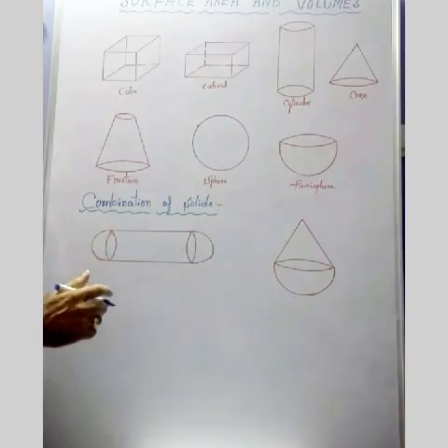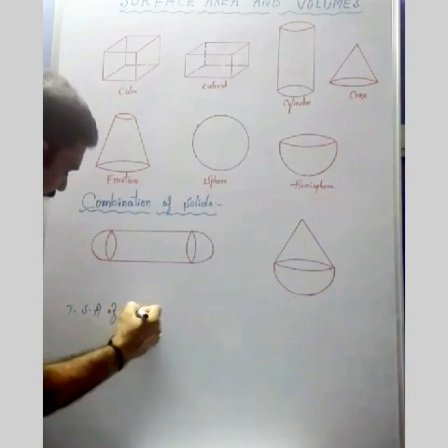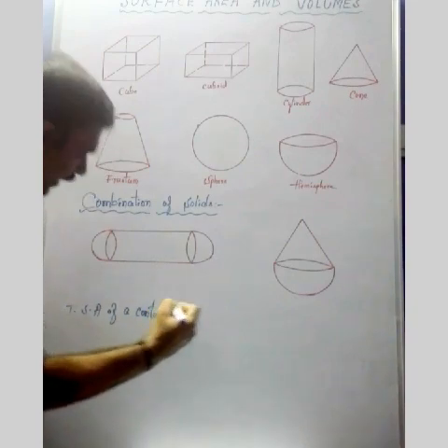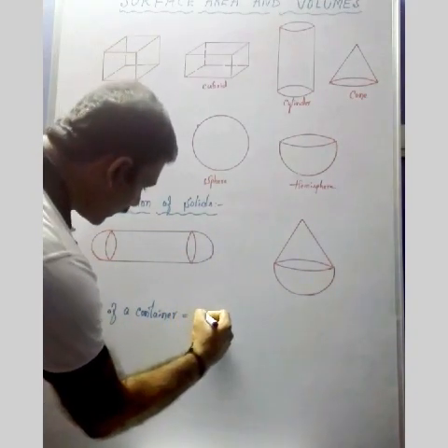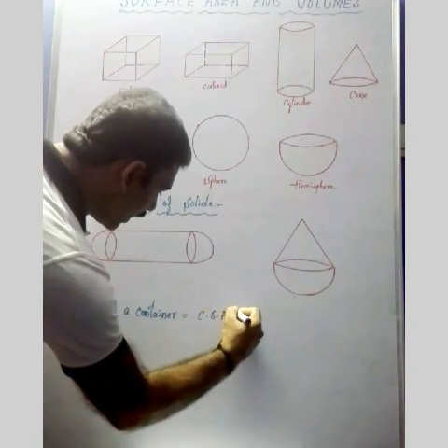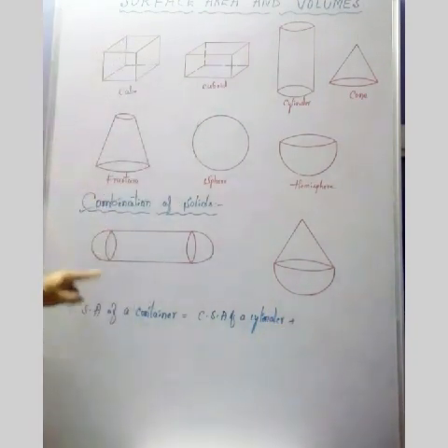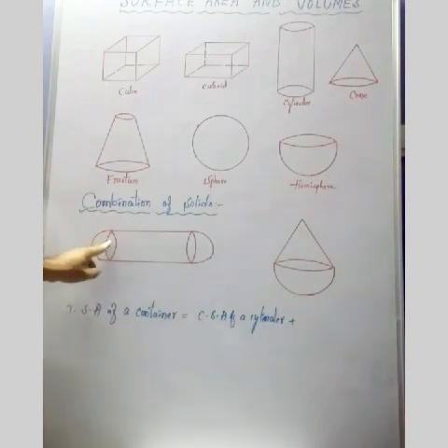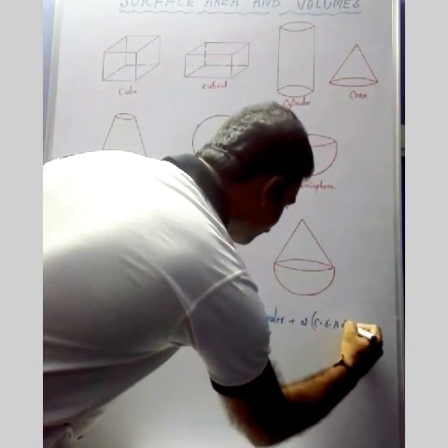Combination of the solids. Now, TSA of a container. When we consider the first figure, that is the container, the container is made up of one cylinder fitted with two hemispherical ends. So TSA of the container equals the curved surface area of the cylinder, plus, since it is fitted with two hemispherical ends, both identical because the radius of the cylinder equals the radius of both hemispheres, 2 into CSA of hemisphere.